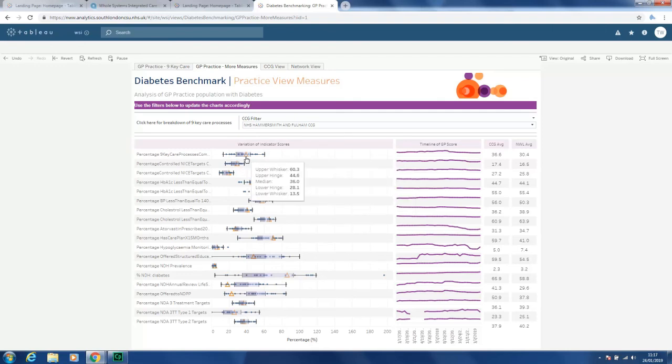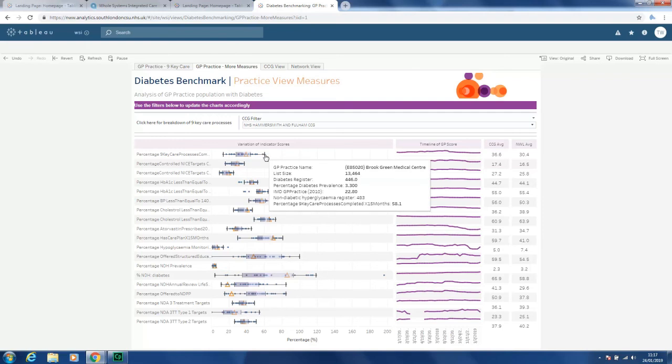So here we go, my practice here, doing reasonably okay, but not right up at the top. So if you're a practice, you might go and look at this practice up near the top, who are one of the outliers. Let's see who that is. This is Brook Green Medical Centre, so I might ask the clinical lead for diabetes there, what are you doing that's different from what we do? And they'll say, we've got a really organised recall system, we run diabetes clinics, we've got clinicians who are engaged and have done some additional training.